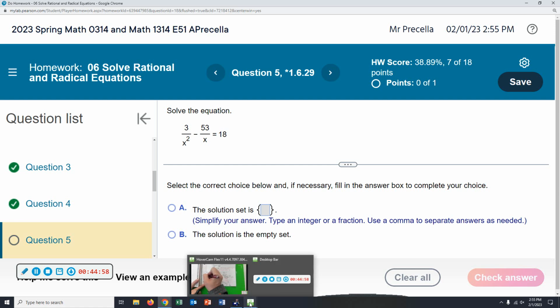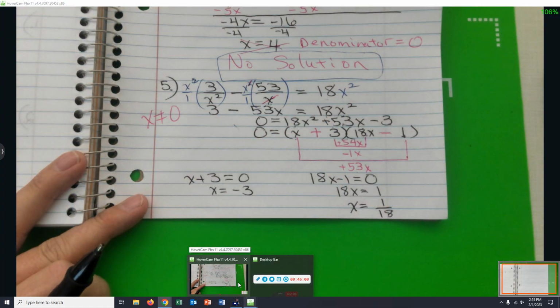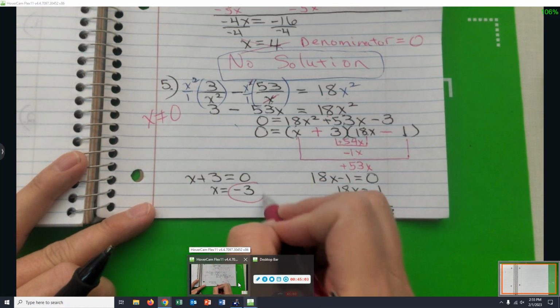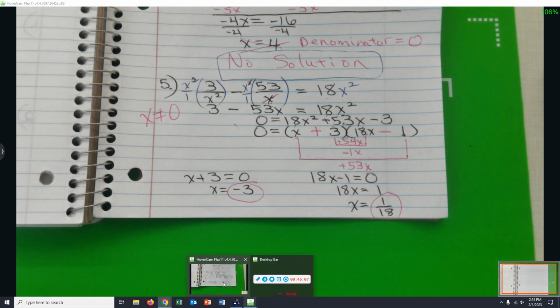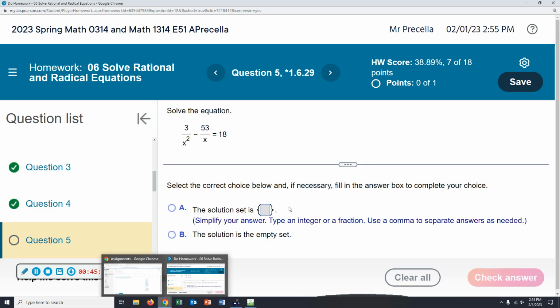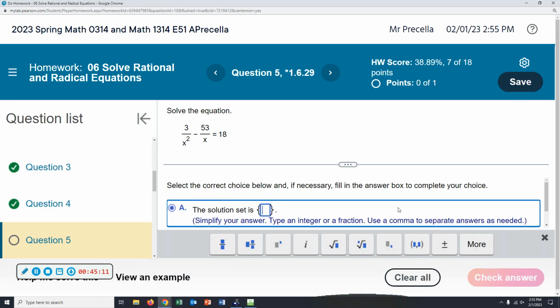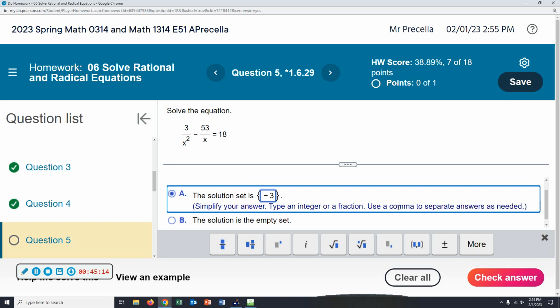Did we get 0 as an answer? No, we got negative 3 and 1 over 18. So both of those answers are okay. The only number that wouldn't have been okay was 0, and we didn't get 0. Negative 3 and was it 1 over 18? Yes. Is that what you said?